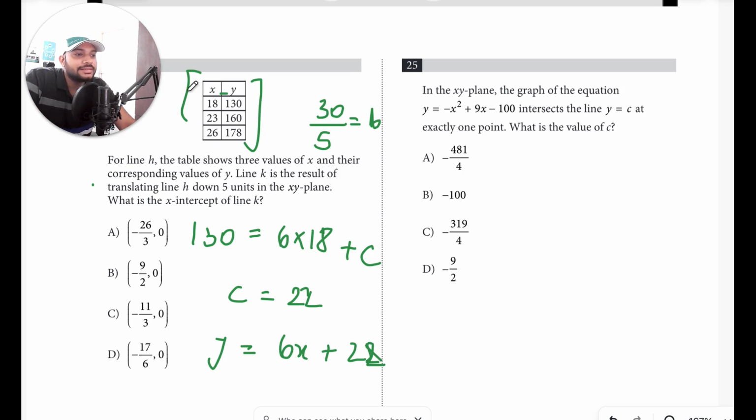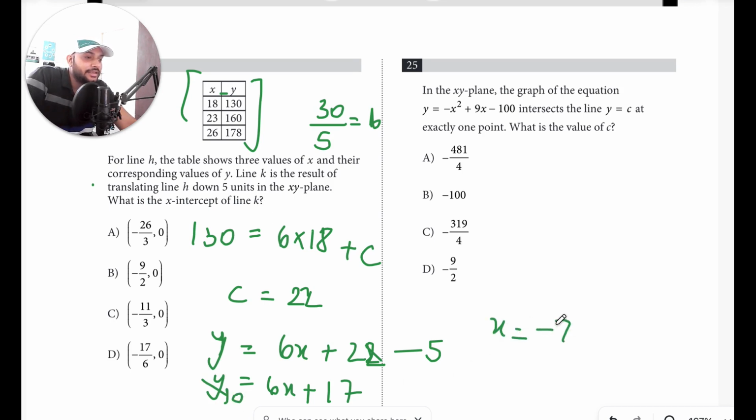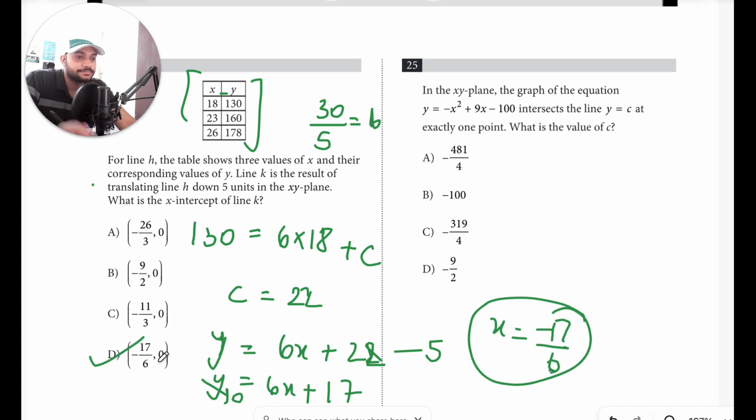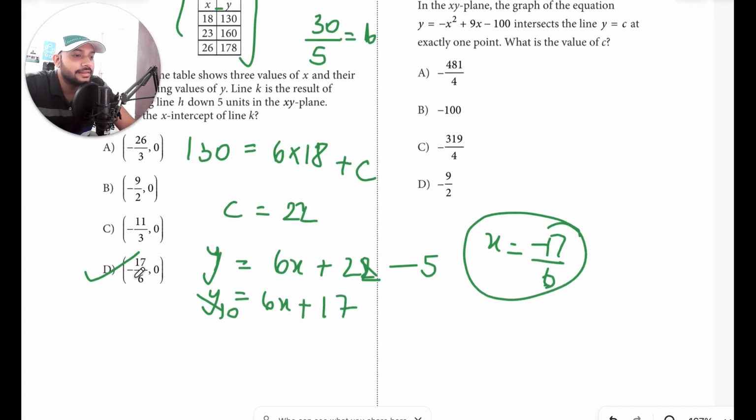Okay. Now it's saying line K is the result of translating line H down 5 units. Down 5 units, that means y is multiplied by 5. Oh, sorry, subtracted 5. y is equal to 6x plus 22 minus 5, which is 17. Now it's asking what's the x-intercept of line K. X-intercept means y is equal to 0. I put y to 0, and x is equal to negative 17 over 6. This is your answer. Option D. Okay, so this had some work, definitely. Let's see the next one.